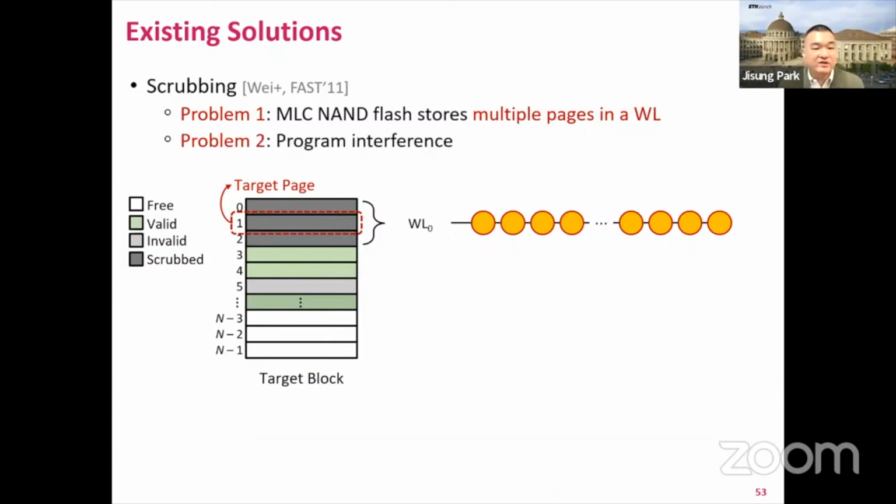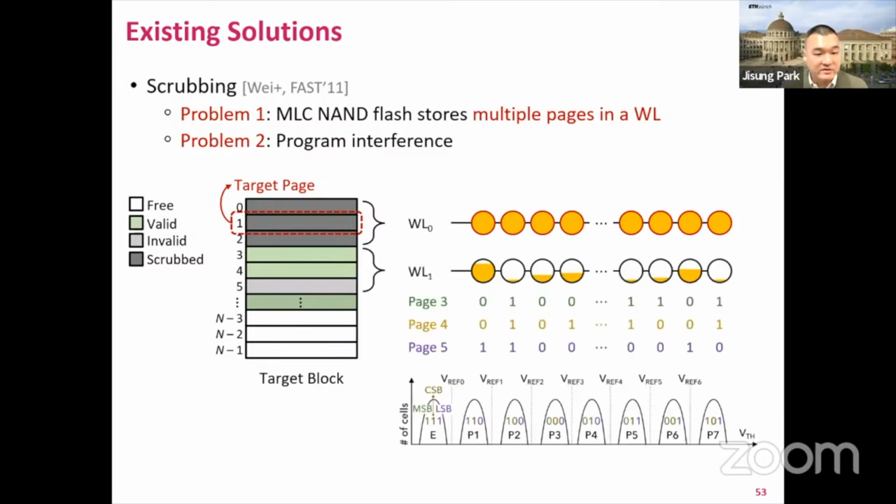And even if we can somehow afford the copy overhead, because the number of copy operations required is relatively smaller compared to immediate block erasure, scrubbing has another reliability issue in modern NAND flash memory due to program interference to the adjacent word line. It means that reprogramming the target word line slightly programs the adjacent word line, which is called program interference.